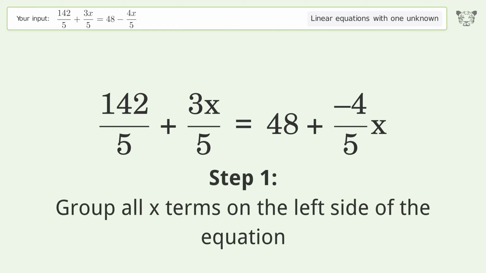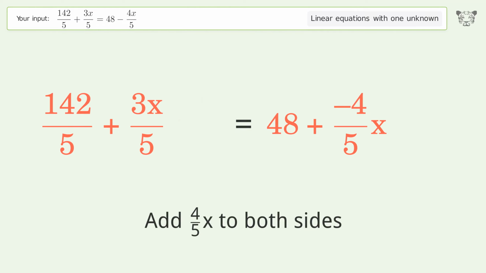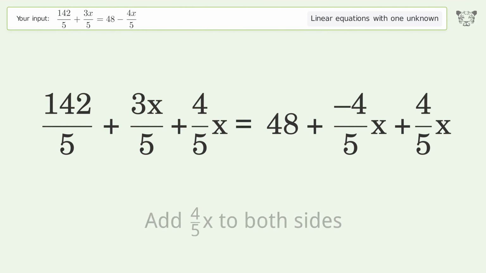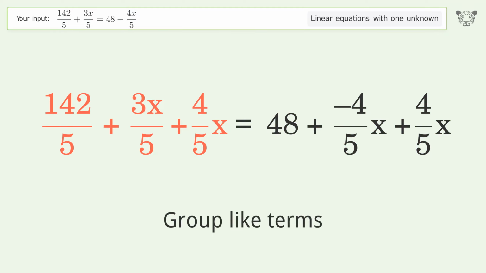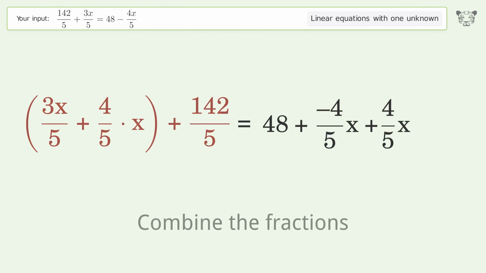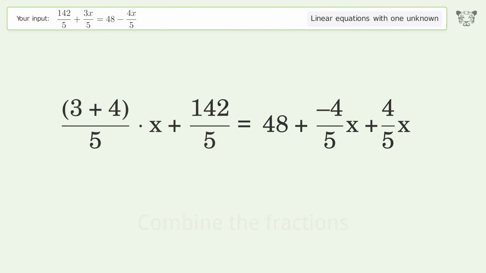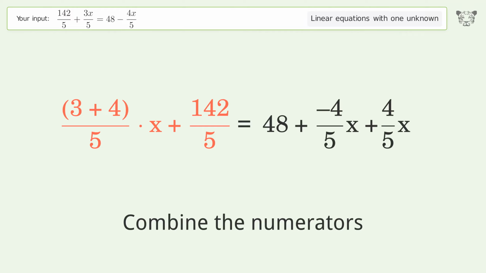Group all x terms on the left side of the equation. Add 4 over 5x to both sides. Group like terms. Combine the fractions. Combine the numerators.